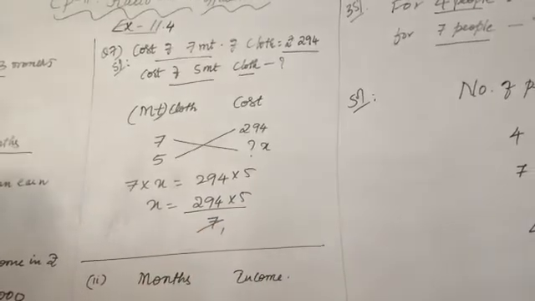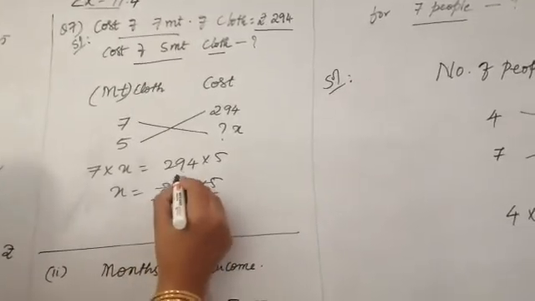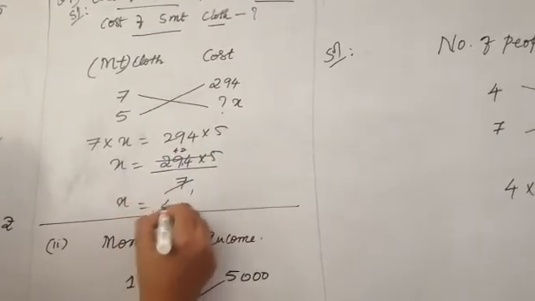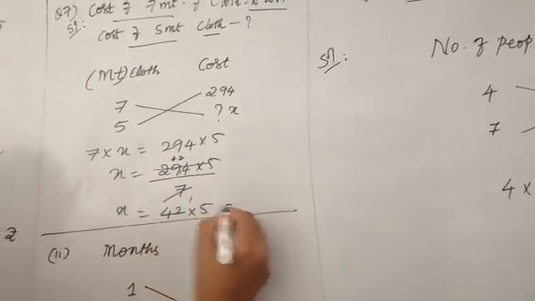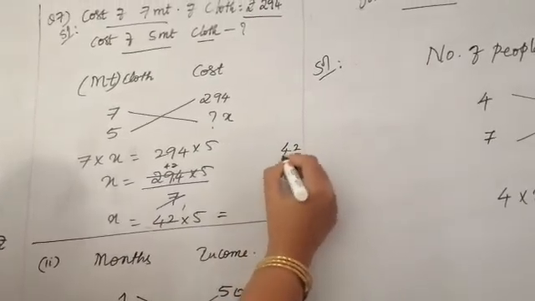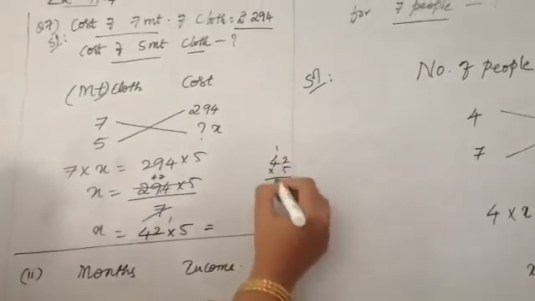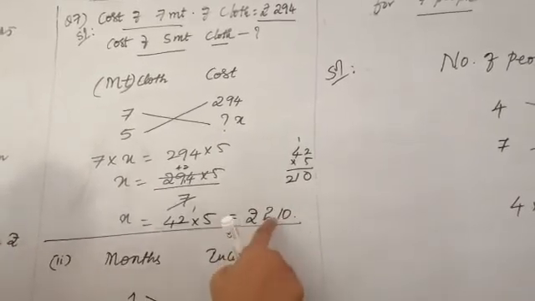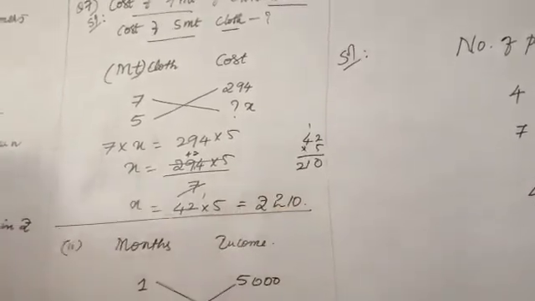7 ones are 7. 7 fours are 28. 1 will come and sit here. 7 twos are 14. x is equal to 42 into 5. So multiply, children. 42 into 5. 5 twos are 10. 5 fours are 20. 210. So rupees 210. So the cost of 5 meters cloth is 210 rupees.